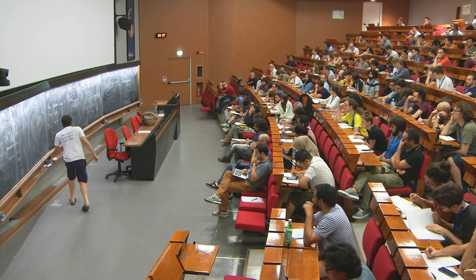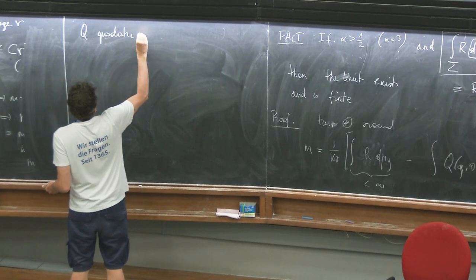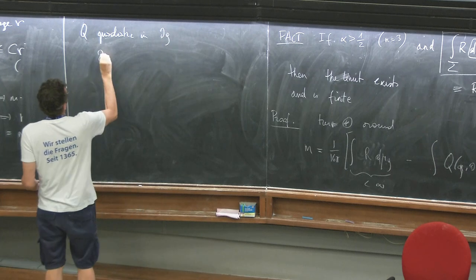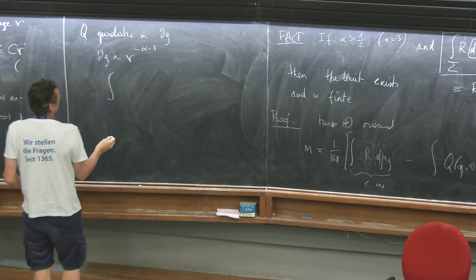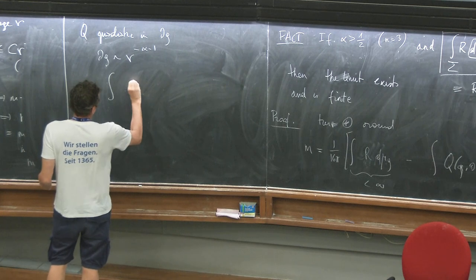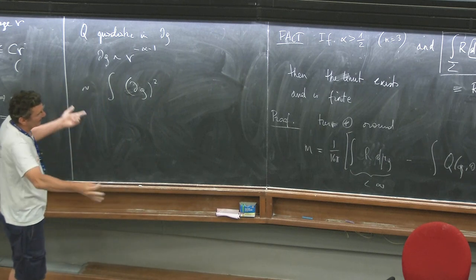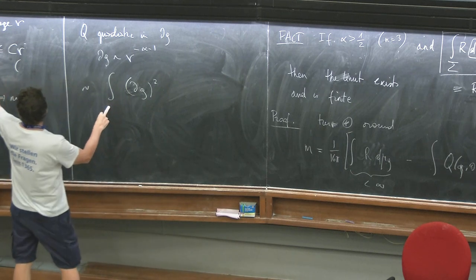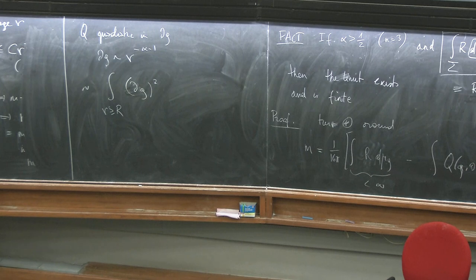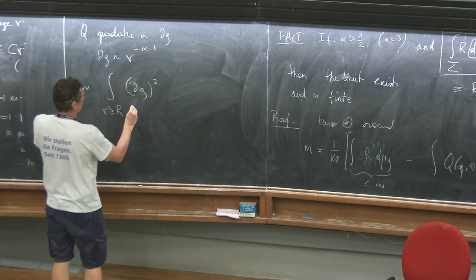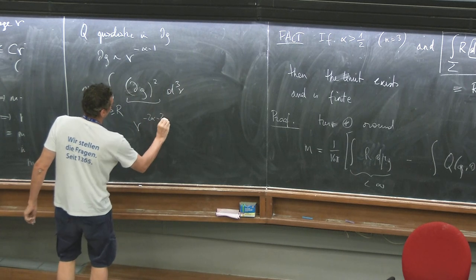So, well, Q is quadratic, right? So Q is quadratic in dg, and dg behaves like r to the minus alpha minus 1. So I have an integral of dg square, roughly, over r3, or at least for large distances, because this is only important for large r. So let's say r larger than some R, dg square. So d3x, from this I get r to the minus 2 alpha minus 2.